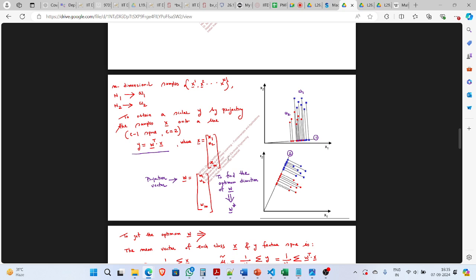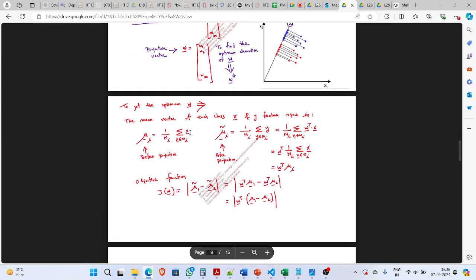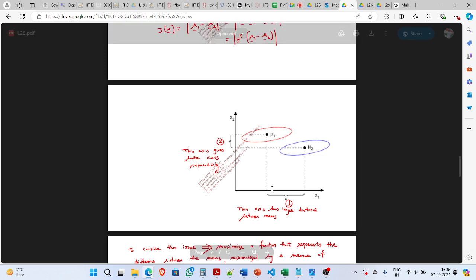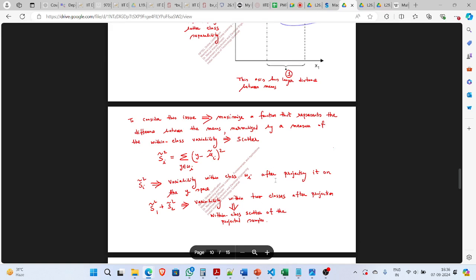This is the projection vector w. We need to find the optimum w, which we denote by w star. For that, we write the mean before projection and the mean after projection. The mean after projection is w transpose mu i, where mu i is the initial mean. The first objective function is the distance between the two means, and this is w transpose (mu1 minus mu2).